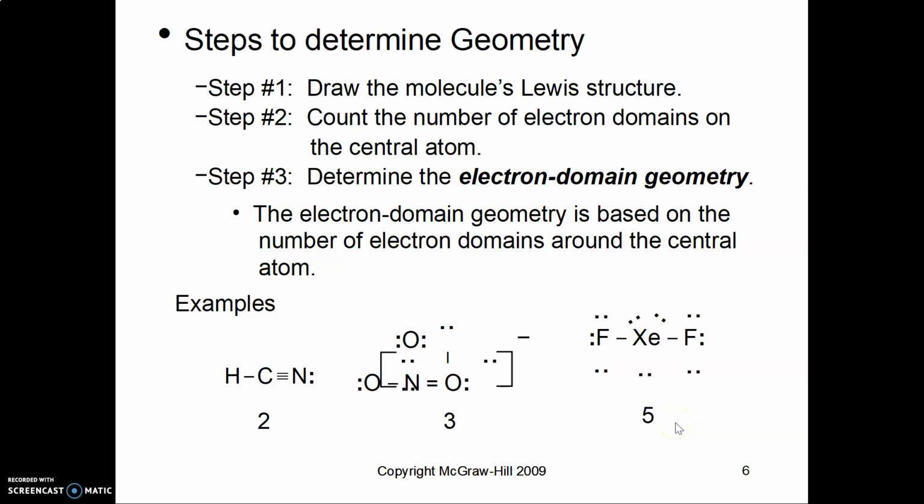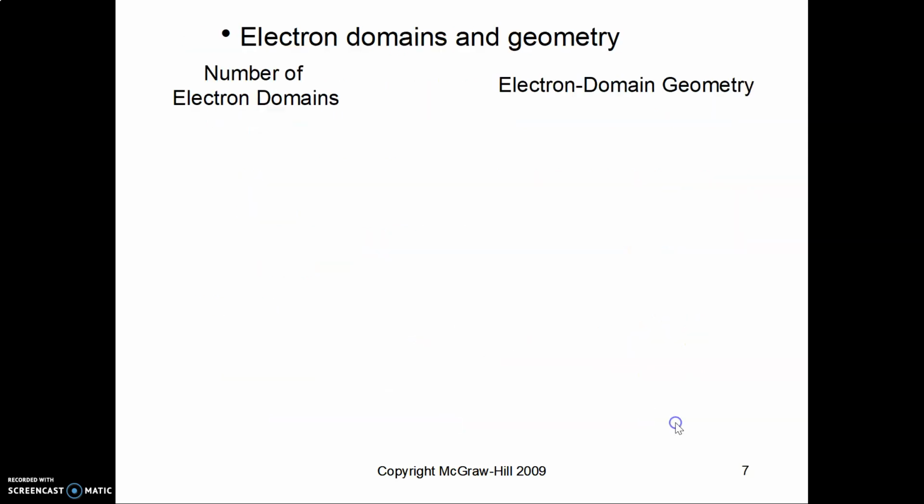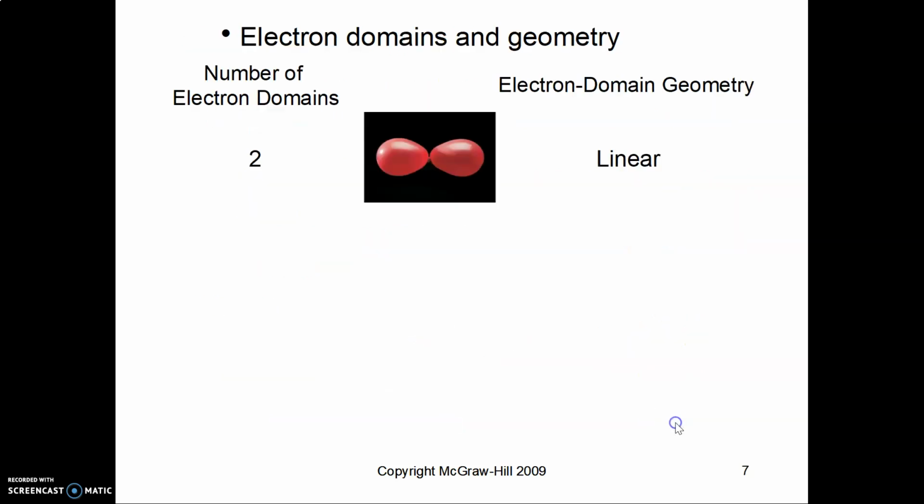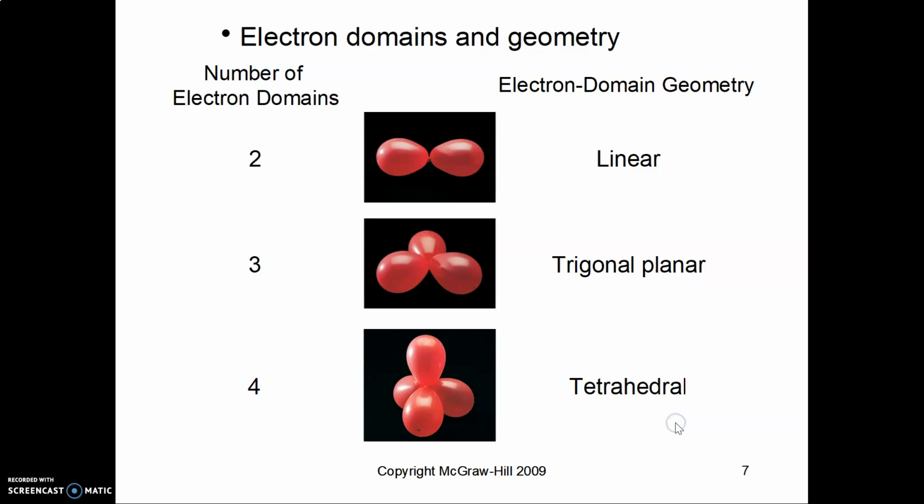So the next thing we're going to do is use that to predict molecular geometry. Alright, so this is what they look like three-dimensionally. Electron domains, 2, you get linear. 3, you get trigonal planar. That prefix tri means 3, and planar means they're all in the same plane. So I could take a knife and slice these and get them all to be symmetrical.